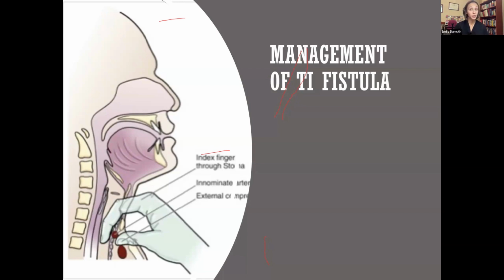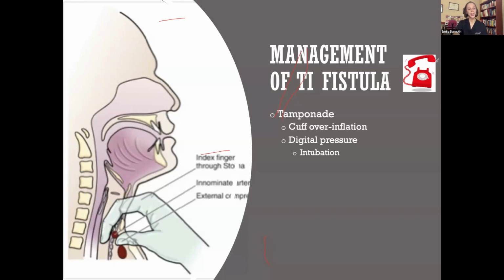Now, most of this is sort of a Band-Aid. For definitive management, you call up your friends who are thoracic surgeons, ENT surgeons. These patients need to get to the OR. There are some cases where if you might be able to tamponade, you might be able to get them to IR, but most of this is, if it's going to be managed definitively, it's going to be surgically. So what do you do? Well, the first step is to try to tamponade.